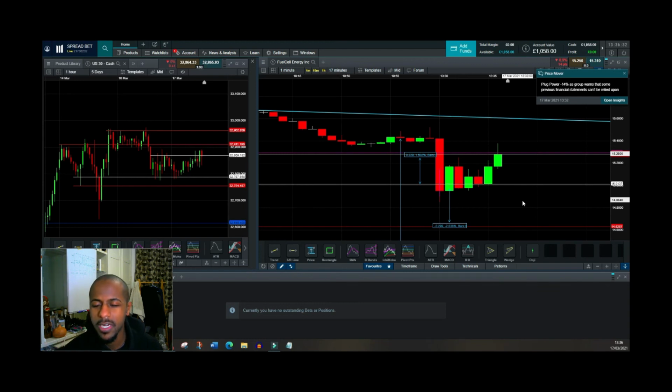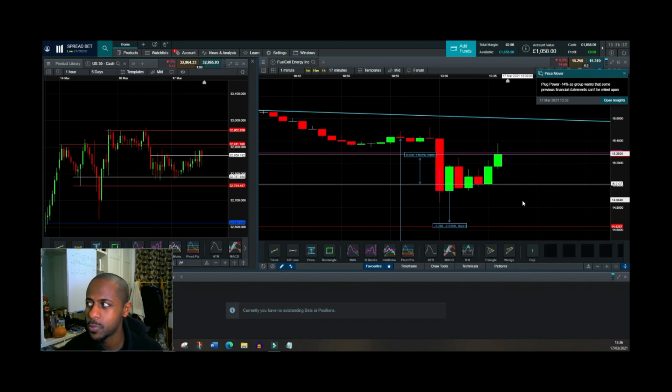The other thing I've learned is that, as I've said, I've seen this pattern before and it's gone to the downside. This time it's gone to the upside. So this is, as I said, a probability game. Some of them will go your way, but some will not. No pattern is exactly the same. Every trade is unique. So that is what I've learned from this trade.